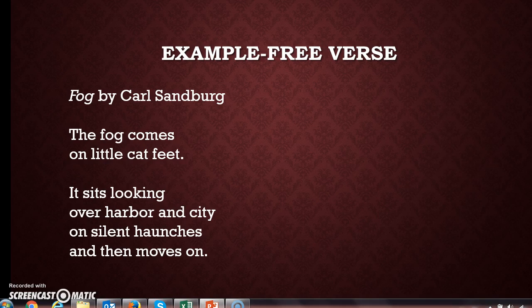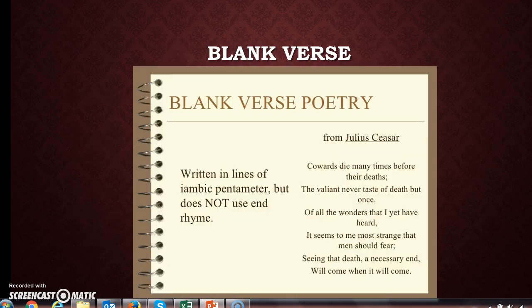So no regular rhythm, no rhyme scheme. The last term that you should be familiar with is blank verse. Blank verse poetry is written in lines of iambic pentameter like a sonnet, but it doesn't rhyme.